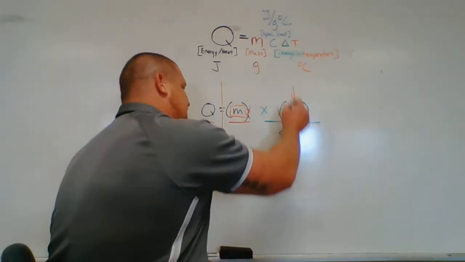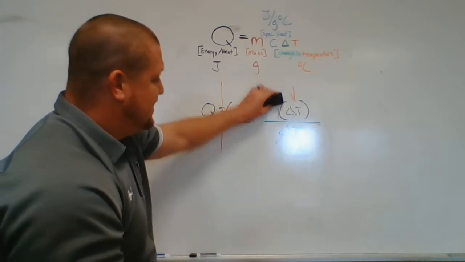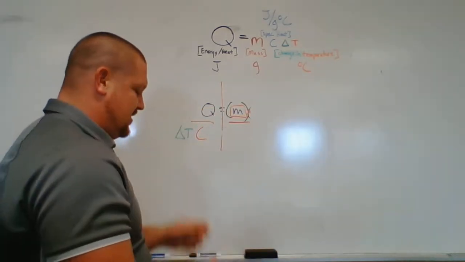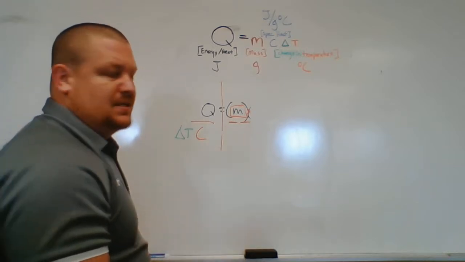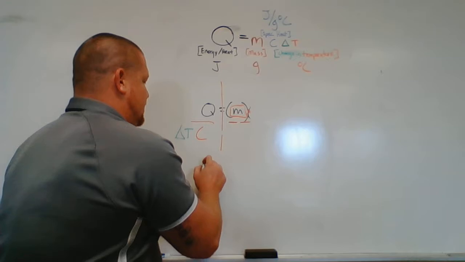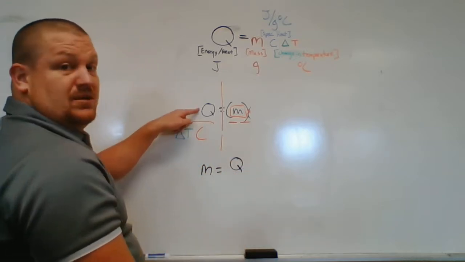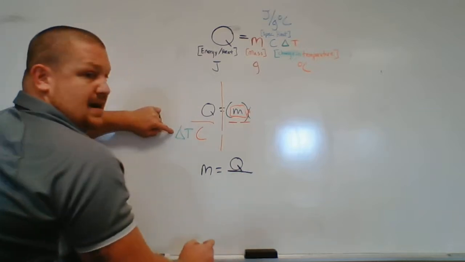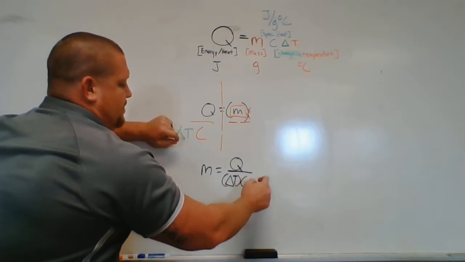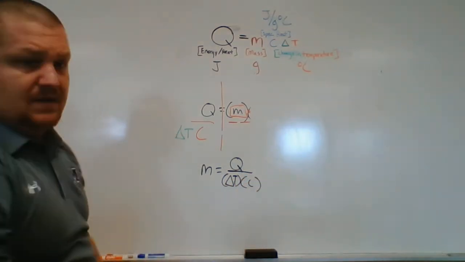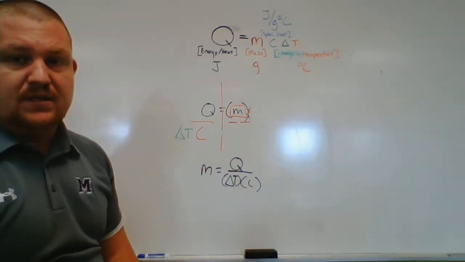So that has canceled this because we have the same on top as we do on the bottom. So we have gotten rid of this on this side. We have moved it over here to the other side. Now our mass is by itself. You can write it either way. I usually start with my variable. We got mass equals Q, energy, divided by change in temperature times C. Now all we got to do is plug in numerical values for this and solve for mass.